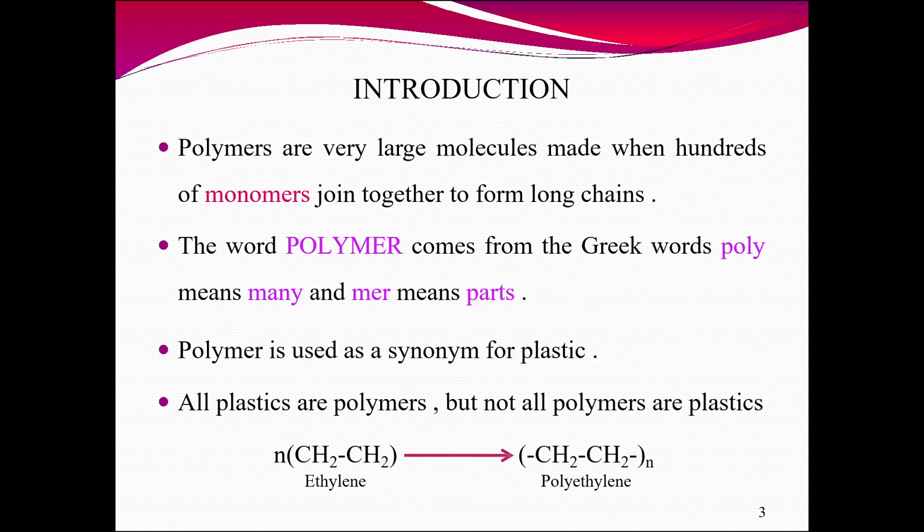So first, what are polymers? Polymers are very huge molecules made when hundreds of monomers, that is small molecules, join together to form long chains. Not all polymers are plastics. For example, ethylene is a monomer which is converted into a polymer called polyethylene.